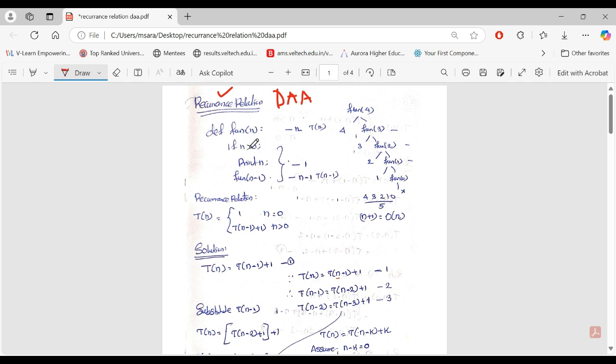If n is greater than or equal to zero, print n. Then call the function with n minus one. This loop will be executing n times. Once n is greater than or equal to zero, this loop will be executing one time. This loop will be executing n minus one.